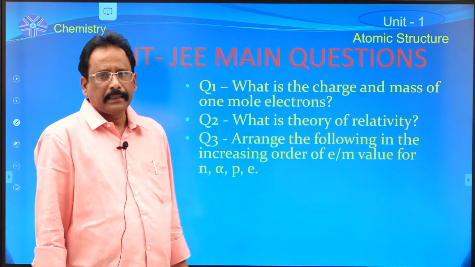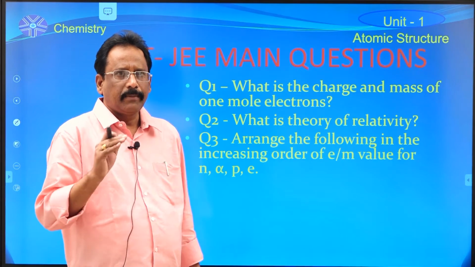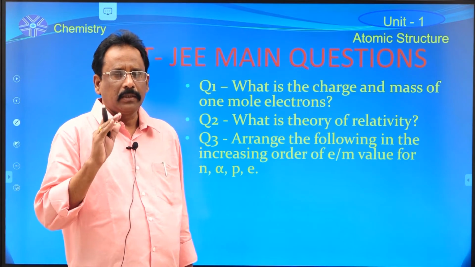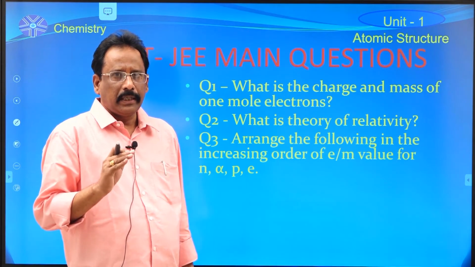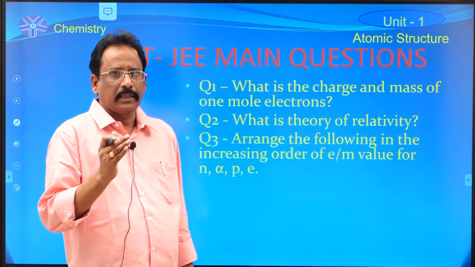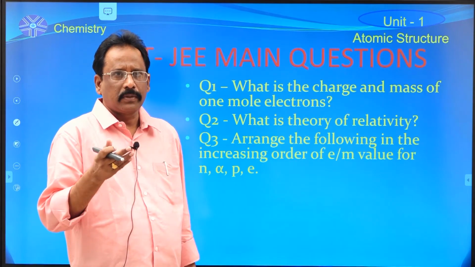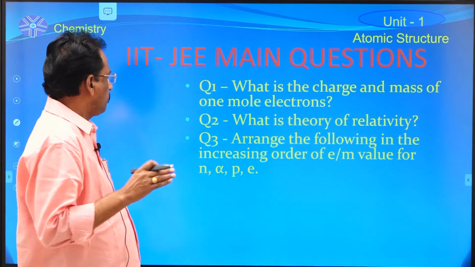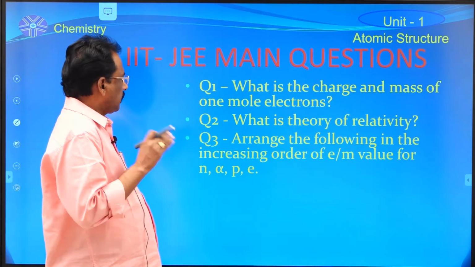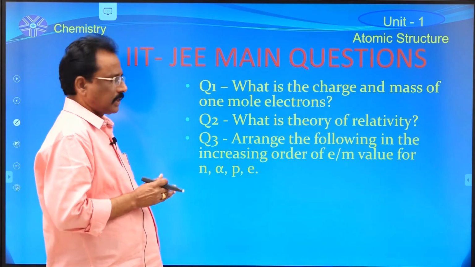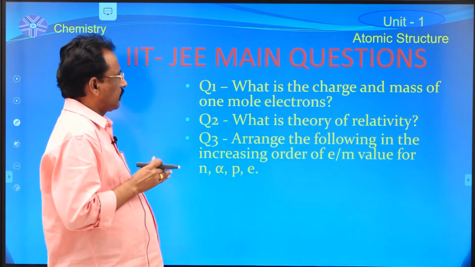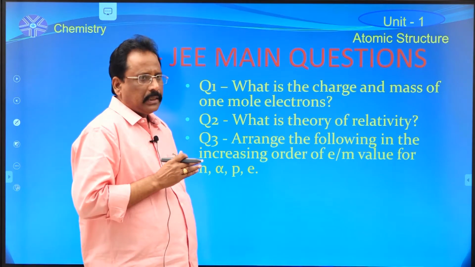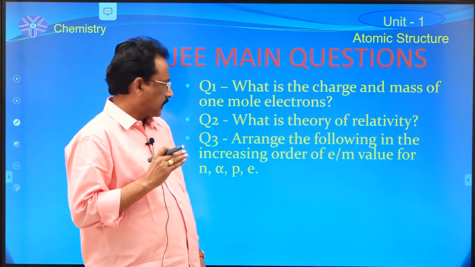Hi students, in the last class about the fundamental particles of an atom, that means electron, proton, neutron, their discovery, their charges and mass, and e by m values are completed. Based on that topic, there are three objective bits in this topic. First question is, what is the charge and mass of 1 mole electrons? It is already known to you in the lower classes.